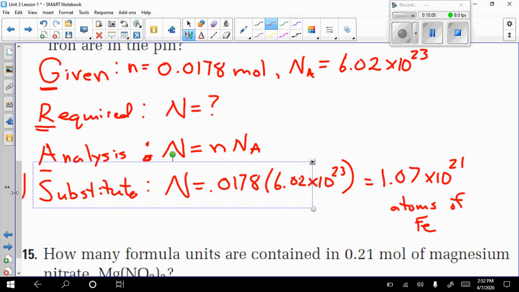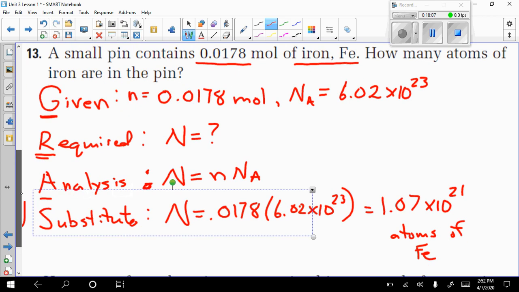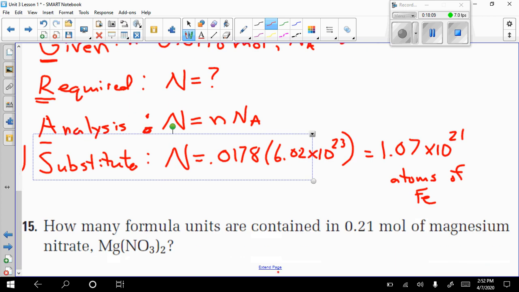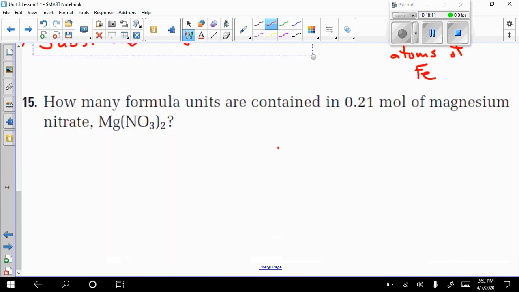Okay, let me try another one here. So I'll do number 15. Number 15 says, how many formula units? So now this is asking me how many of the formula units are contained in this. Remember, a formula unit is that whole thing right there. So they want to know how many of those there are in 0.21 moles of magnesium nitrate. All right, well, here we go.